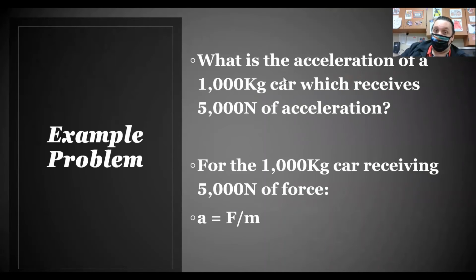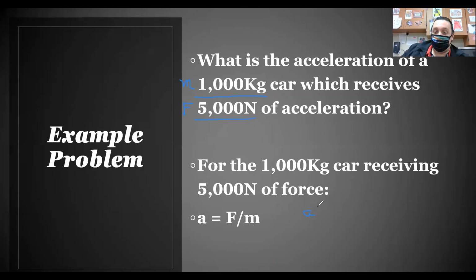Now let's do a practice problem together. What is the acceleration of a 1,000 kilogram car, which receives 5,000 newtons of force? Now let's start by finding our knowns. We have a mass of 1,000 kilograms and a force of 5,000 newtons. You know it's a mass if it ends in kilograms. It's a force if it ends in newtons.